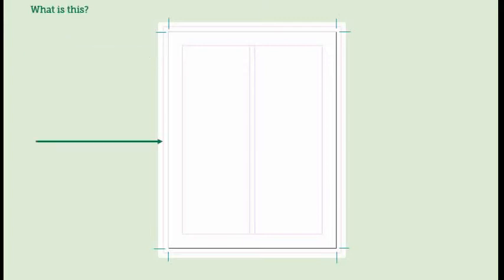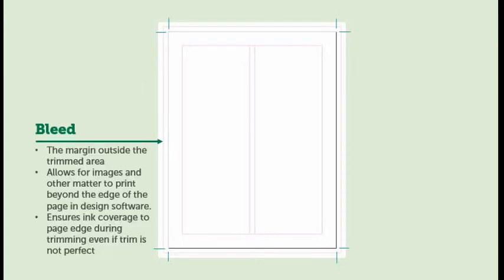All right, so what is this red line? This is the bleed. The bleed is the margin outside the trimmed area. The bleed allows for the images and other matter to print beyond the edge of the page in the design software. We want to do this to ensure that while we're trimming down our final document, if we have a little bit of an erroneous cut, we don't see just blank paper. We see the seamless ink coverage from edge to edge of our final trimmed document. So your bleed is your insurance.